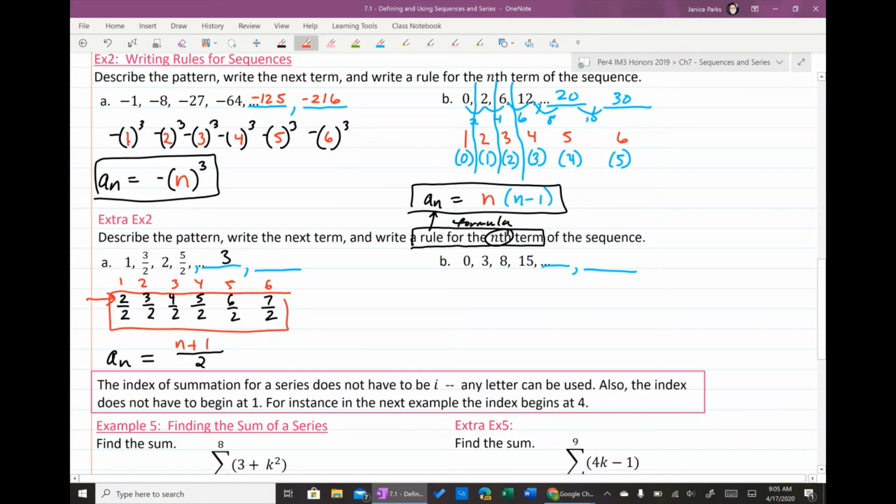For the next one, this one again is a little bit tough. So this goes up 3, 5, 7, 9. Okay, so that would be 24. And then the next one is 11, so that would be 35.